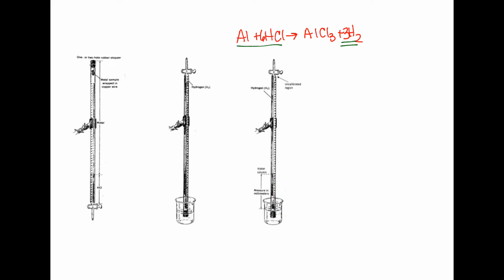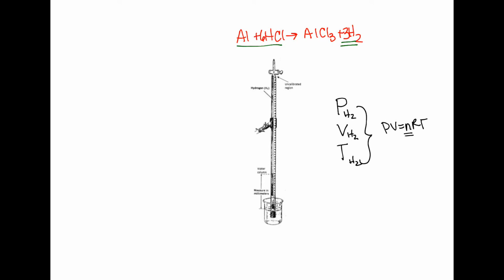Our job then is to find the pressure, the volume, and the temperature of this hydrogen gas and use PV equals nRT to use those things and to calculate the moles. And again, once we found moles of the H2, we can find moles of our metal, and that'll get us closer to the molar mass. So let's talk about how we can use this setup to find these variables. The first one is the pressure of the hydrogen gas.